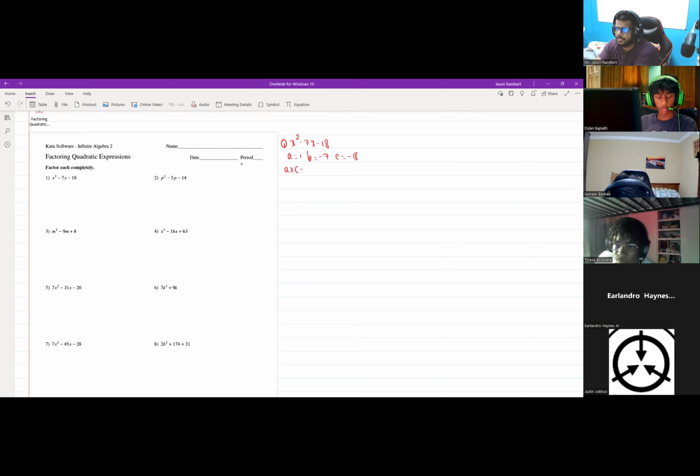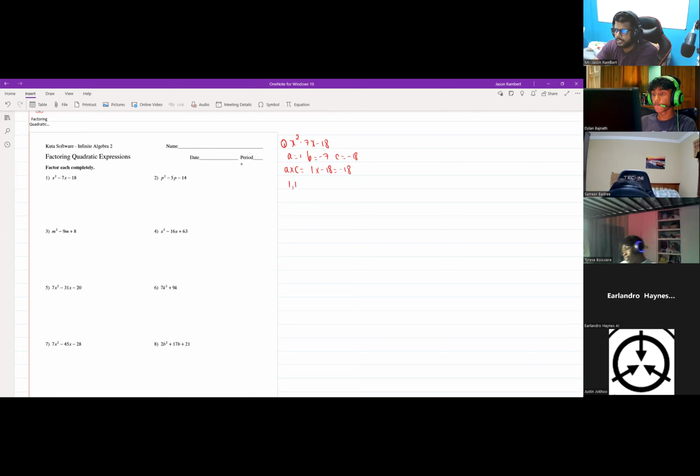A by C is 1 by minus 18, which is minus 18. And I'm looking for the pairs of factors of minus 18. If I remember correctly, when we list the pairs of factors of a negative number, we list all the pairs of factors with the repeats, and I just put minuses in front of one of the numbers. So for example, I'll leave a space.